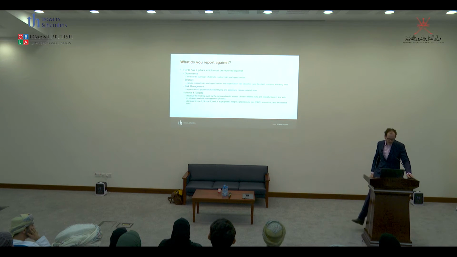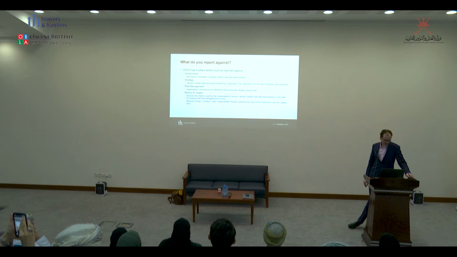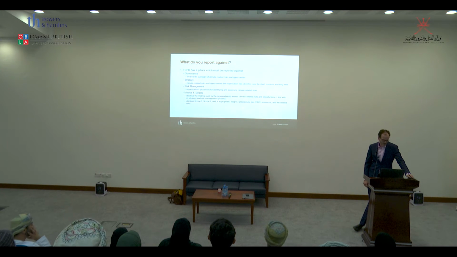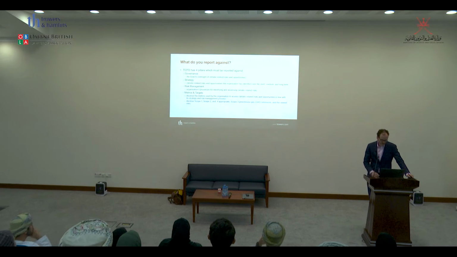So, again, similar to the ESG pillars, but it's governance, oversight of climate-related risks and opportunities; strategy, so what are you going to be doing to deal with these risks; risk management, how are you identifying and assessing climate risks; and then metrics, so what metrics are you using to assess these climate-related risks; and then disclosing your Scope 1, 2 and 3 greenhouse gas emissions and related risks.